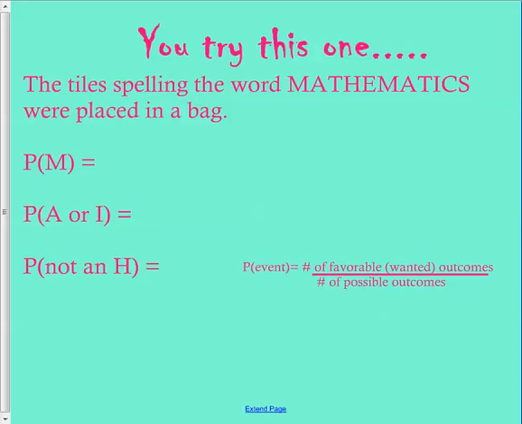Okay, try these. The tiles spelling the word mathematics were placed in a bag. What's the probability of getting an M, the probability of getting an A or an I, and everything but an H? Go ahead and try that. I'll be back in just a second to show you what I did.